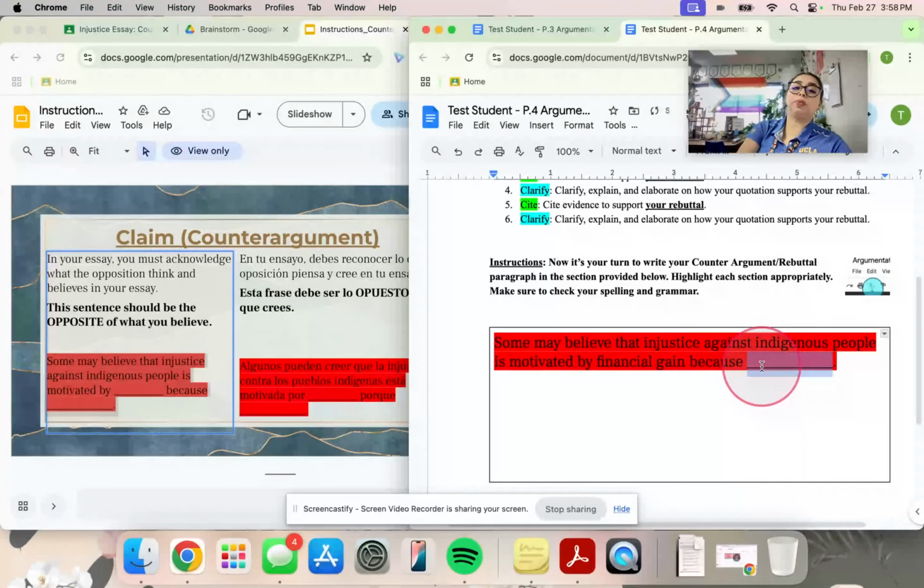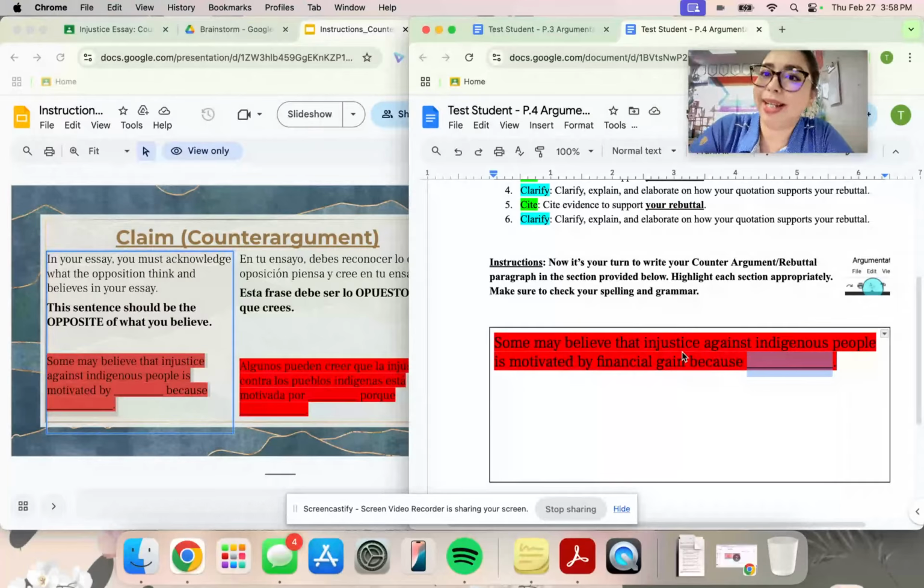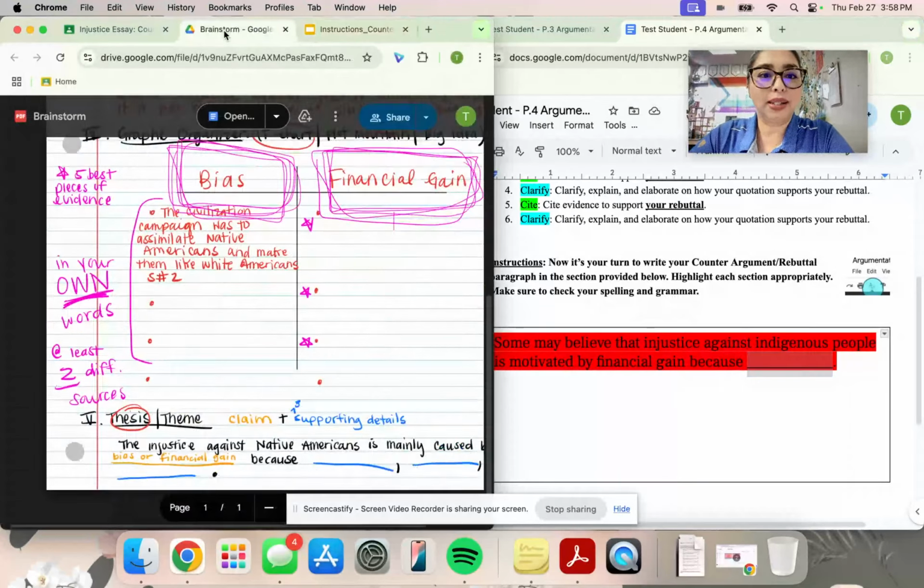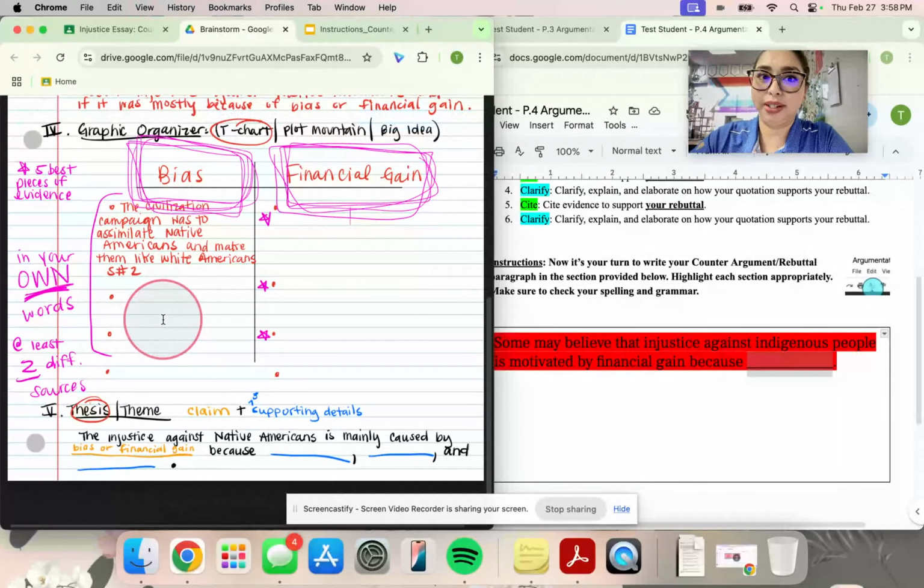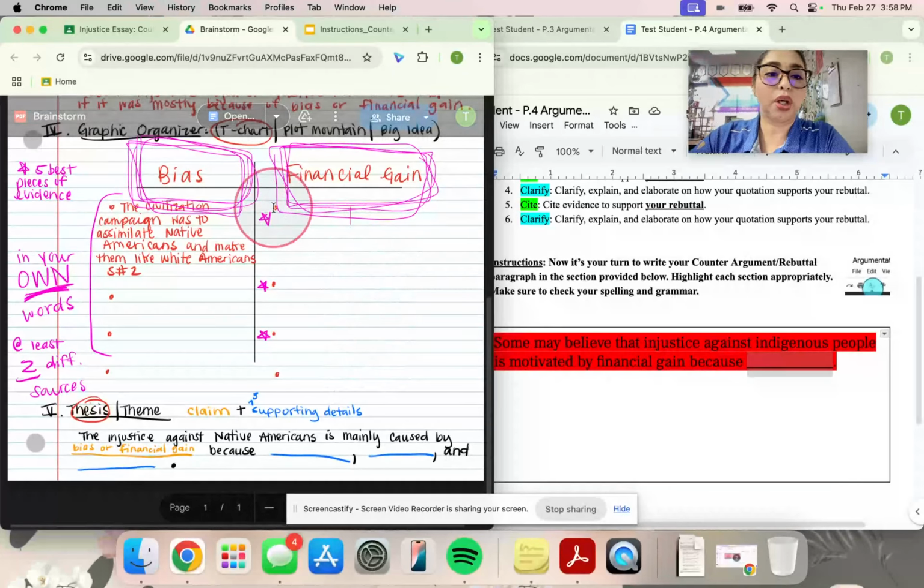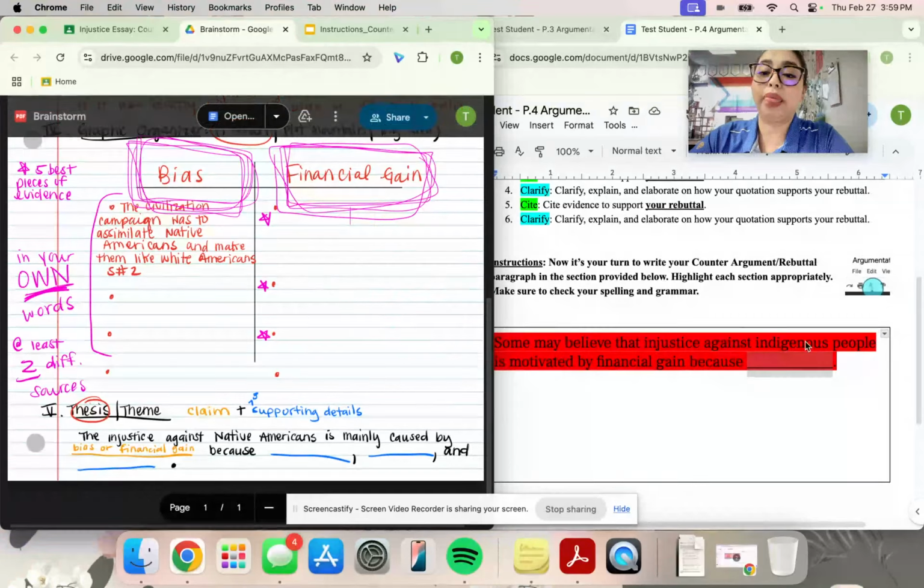And then I need to give a reason of why someone would think that it was financial gain. Okay? So go ahead and stop. Oh, and if you're like, but miss, where do I get that reason from? I'm so glad you asked. You're going to get it from your brainstorm because you did both sides, or you're supposed to do both sides. The stuff on this side, I'm using for my claims, for my evidence. But you should also have reasons that go against you. So what are some of the reasons that someone would support the other side? And that is what you're putting here.